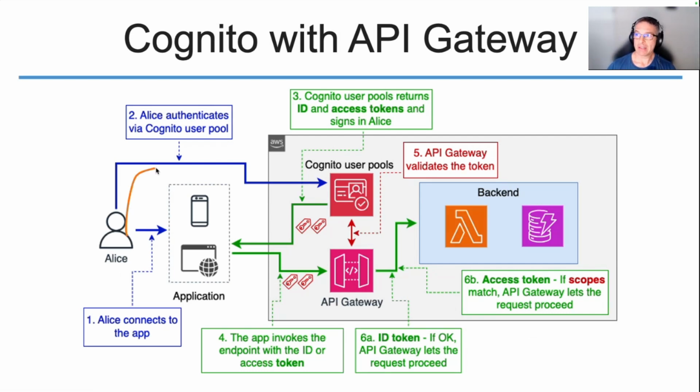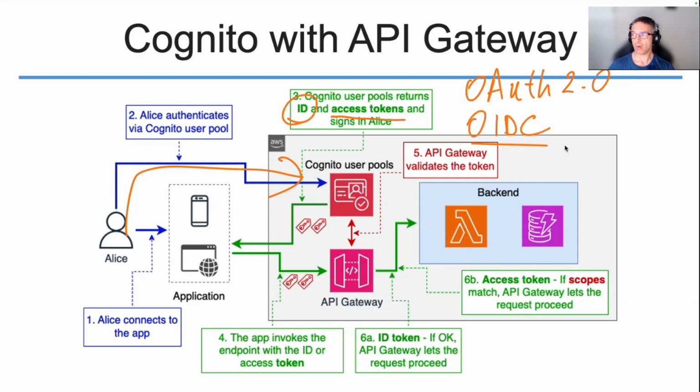So again, Alice signs in with Cognito user pools, and Cognito will issue 2 tokens. Most of the time, it will issue 2 tokens. First, the access token. We already talked about that. Now, this is the OAuth 2.0 compatibility. And it also issues an ID token. And the ID token is the OpenID Connect compatibility. The ID token contains information about the user. The access token is for controlling access to endpoints.